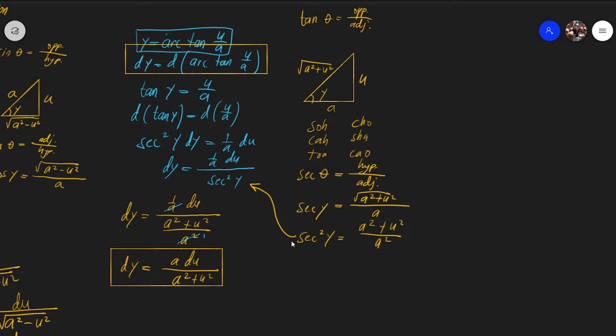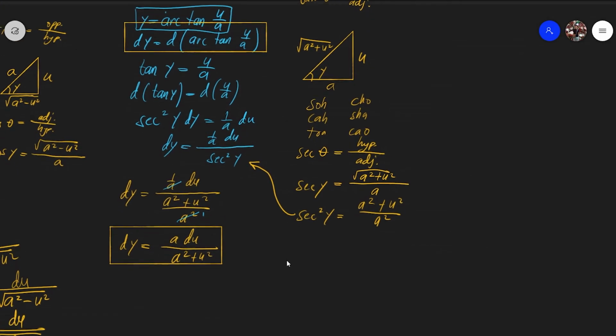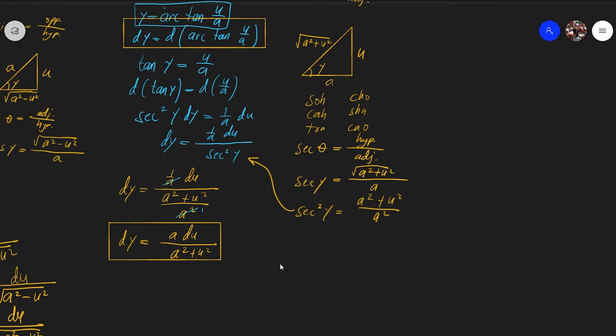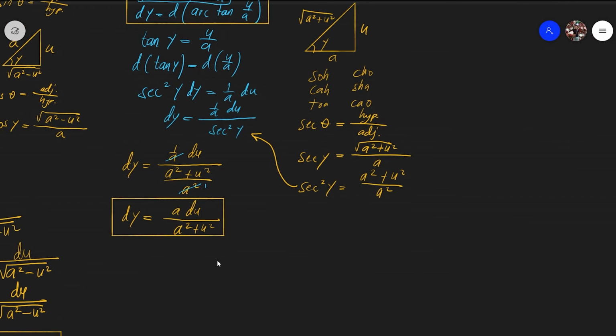You can equate that to the equation. So, you can then say, this dy is the same with this dy, so you can equate this one to this one. So, you can say the differential of the arctan u over a is actually equal to a du all over a squared plus u squared.